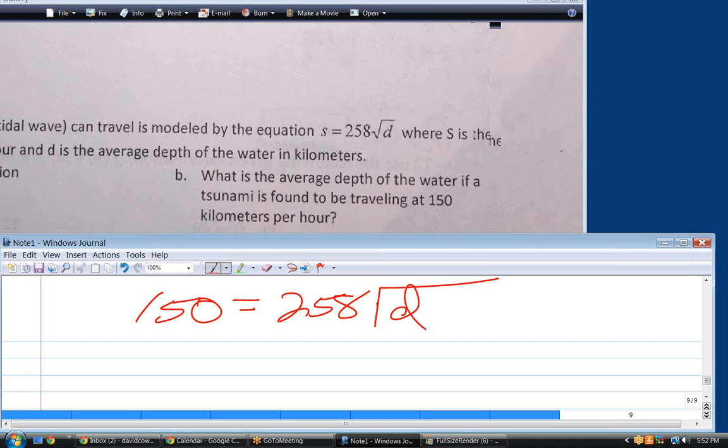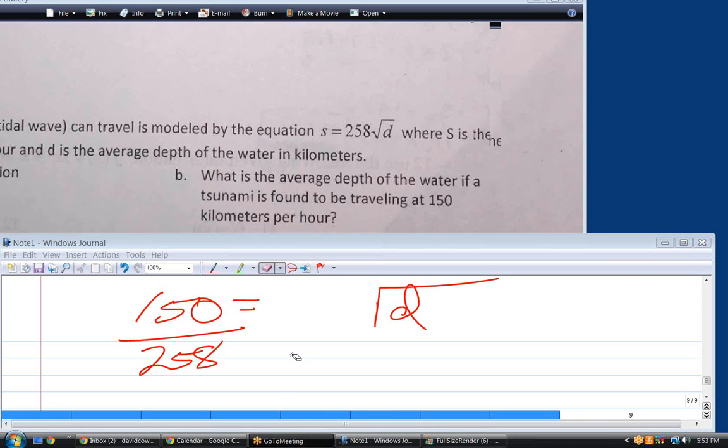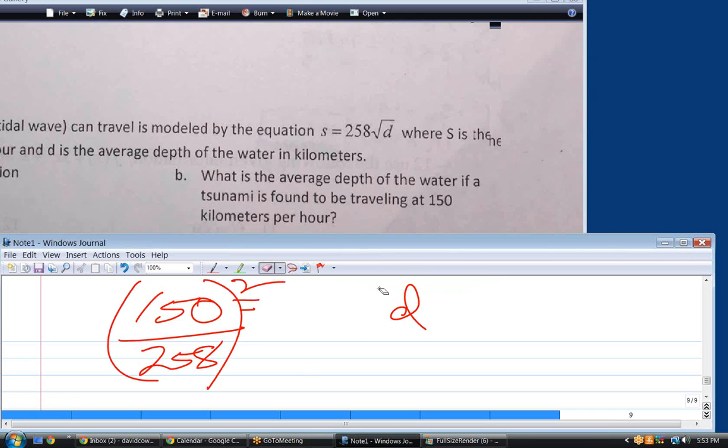You divide by 258. Maybe they asked the question about inverse because in order to solve these, we're going to do exactly the process we did solving for the inverse. Notice that I divided by 258 and then I squared both sides. Well, that's what I'm going to do here. So the answer is that squared. That is the depth that would give you a speed of 150 kilometers per hour.